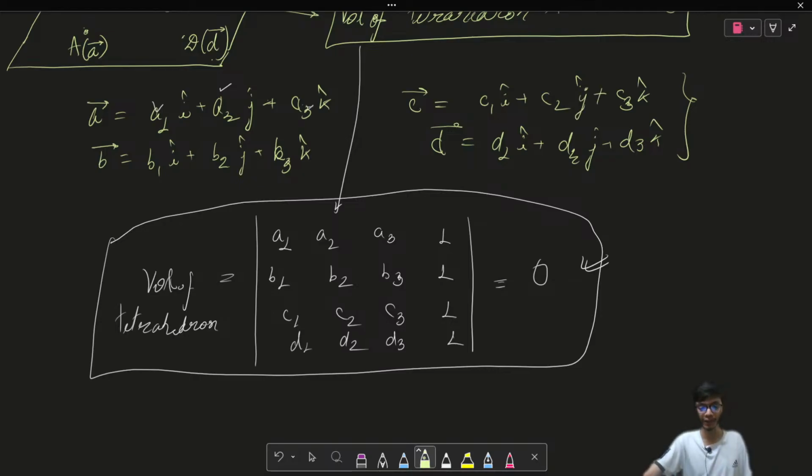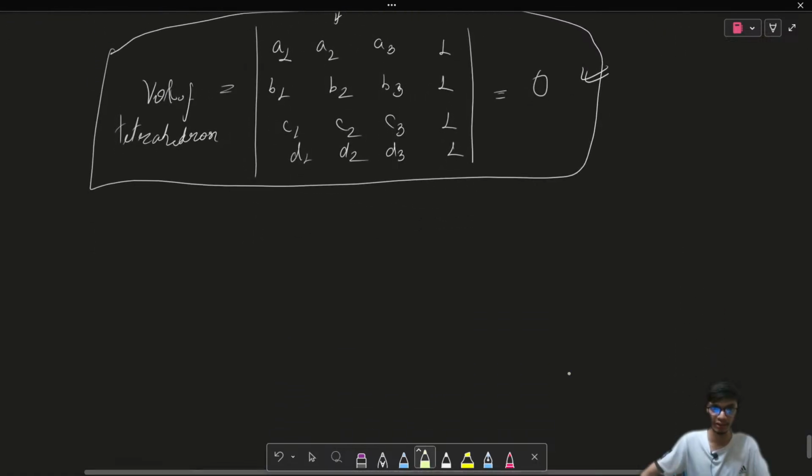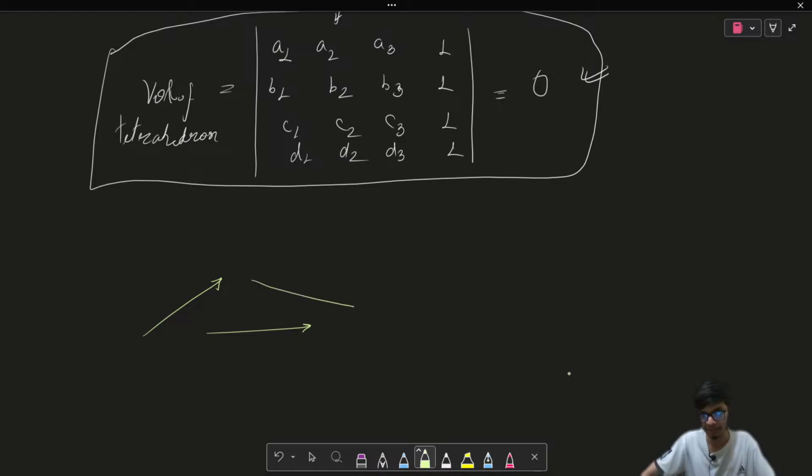Alright, so I hope this particular result is clear. Now, the easiest way to answer this is, if I have these three vectors which are coplanar, we can assume these three vectors as coterminous vectors, such that they represent the co-initial edges of a parallelepiped, right?